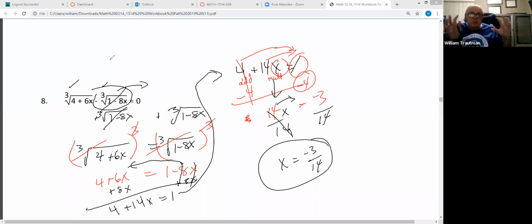So if you have those third roots or even two square roots on the same side, get them to different sides and then do the opposite. Opposite of squaring is second root. Opposite of square root is squaring. Opposite of third root is third power.